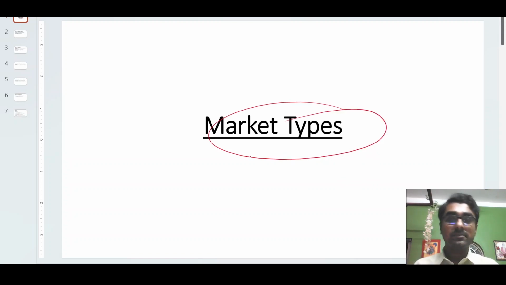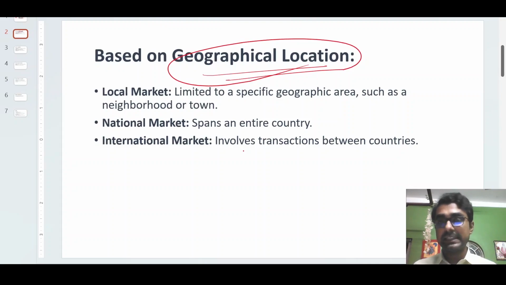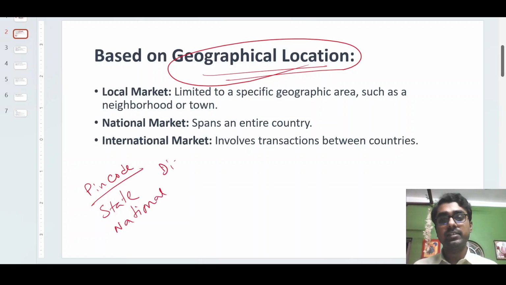See, these different types of market basically depend on different criteria, and on the basis of different criteria, the market can be divided into different types. So the first criterion is the geographical location. Geographical location means the criteria could be according to the pin code basis, the state basis, the national market or international market, and also it could be the district basis or the area basis. So on the basis of the geographical location, the market could be the local market.